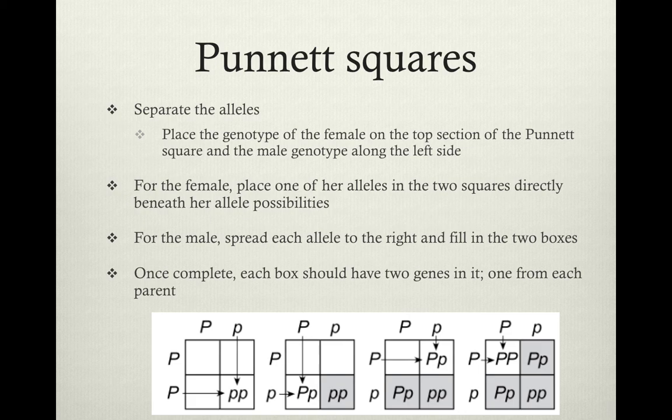However, the phenotypic ratio is 3 to 1, as 3 of those genotypes have at least one dominant allele for the color purple. Thus, they will all express the purple color, and only one has two recessive alleles for the color white and will express white coloring.